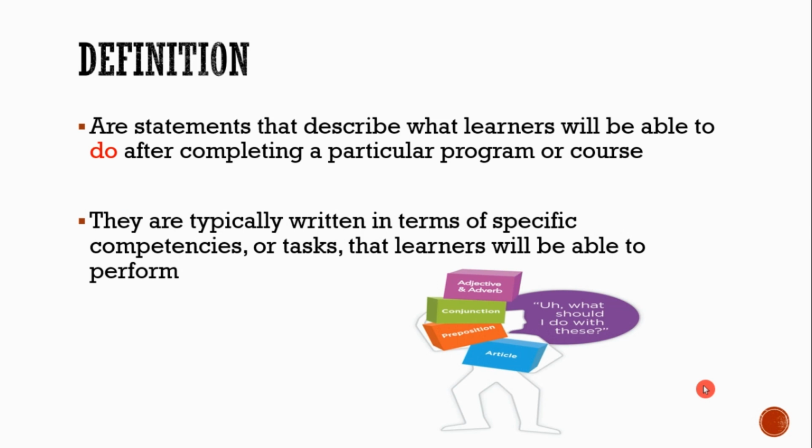Remember when you talk about CBET, we talked about focusing on the ability of this learner to be able to perform a task. So these learning outcomes are usually written in terms of specific competencies or tasks that learners will be able to perform. And I think we overemphasize on the CBET approach on why competency is being stressed. Of course, we'll be discussing knowledge, but more emphasis on skills and attitude. So basically, that's what a learning outcome is.